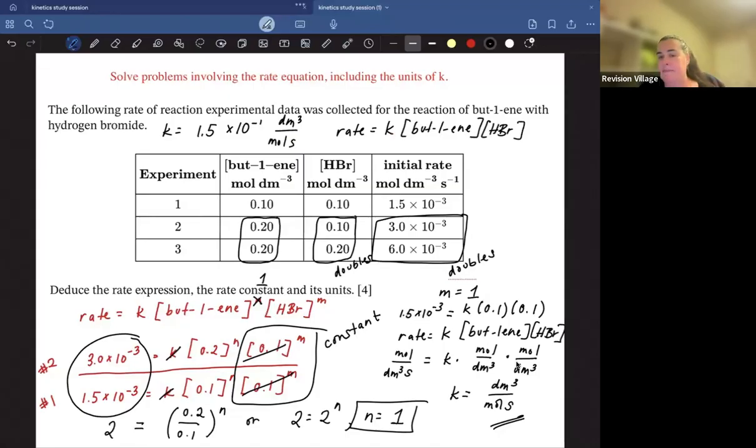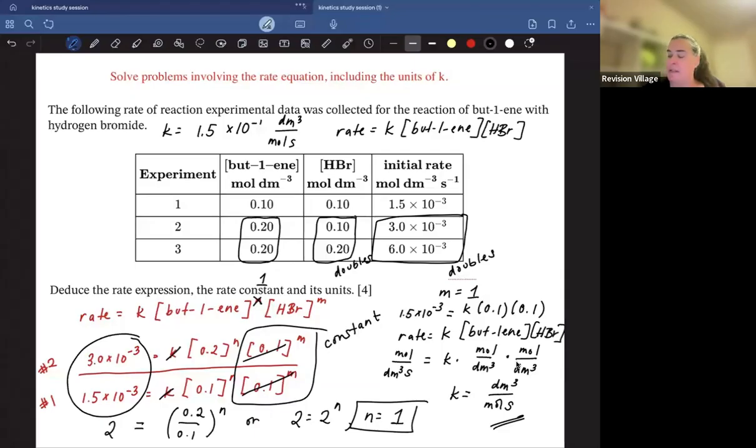Hopefully we did that right. So there are a few ways to deduce the units of K. The way I showed you right here was just plugging in the units for everything in the equation and then solving it algebraically. I have a few more examples.